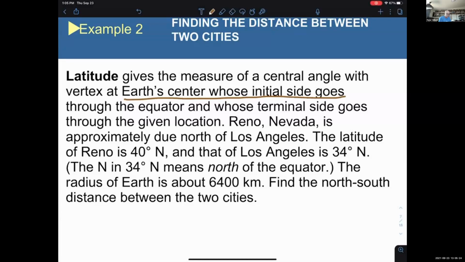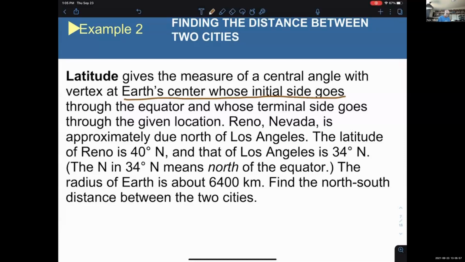The radius of the Earth, so if you think about the Earth as a ball, it has a radius and a cross section has a circle. The radius is about 6,400 kilometers. Find the north-south distance between the two cities. Traveling along the surface of the Earth is a curve, it's an arc. And so it's an arc length. It seems like a straight line to us, but actually it's an arc that you're traveling around a circle, because the Earth is circular in every direction.